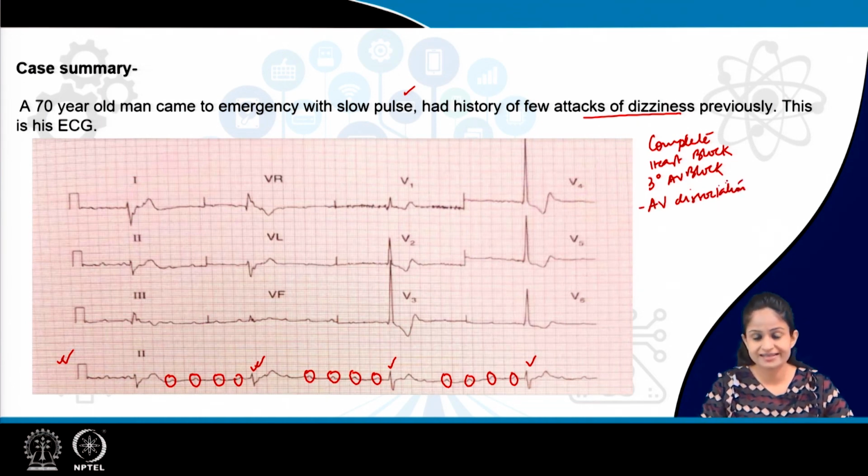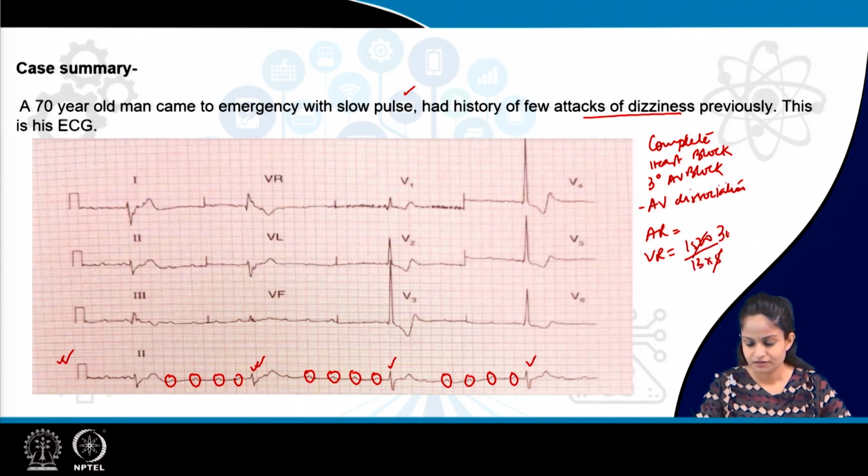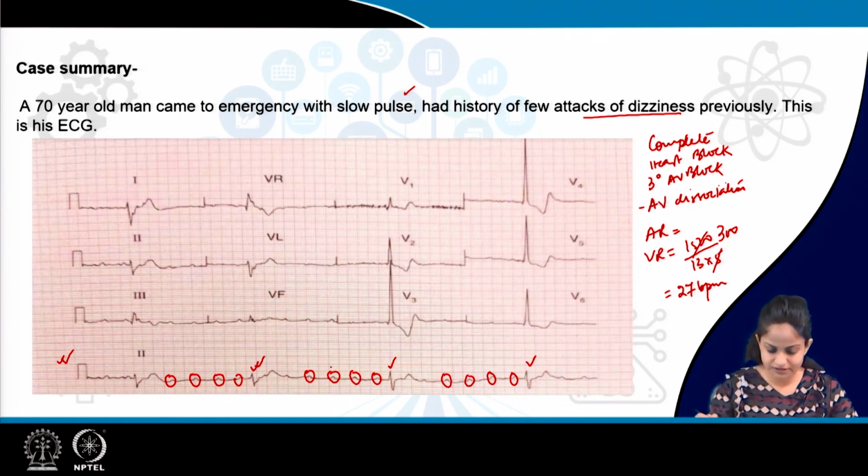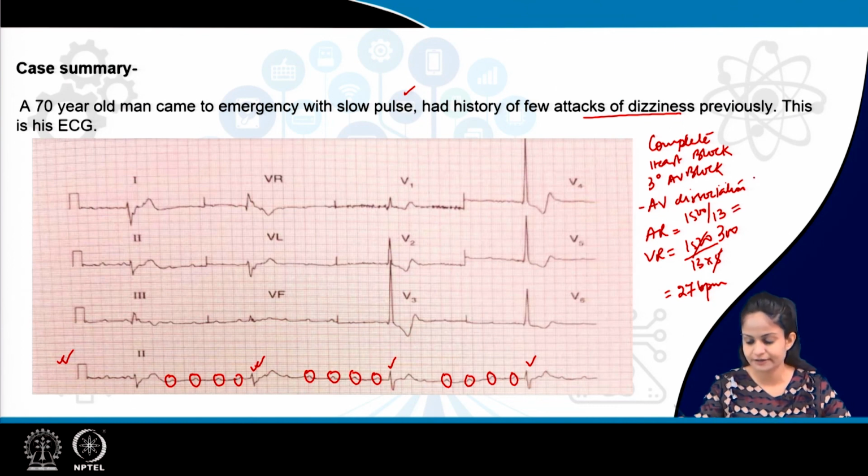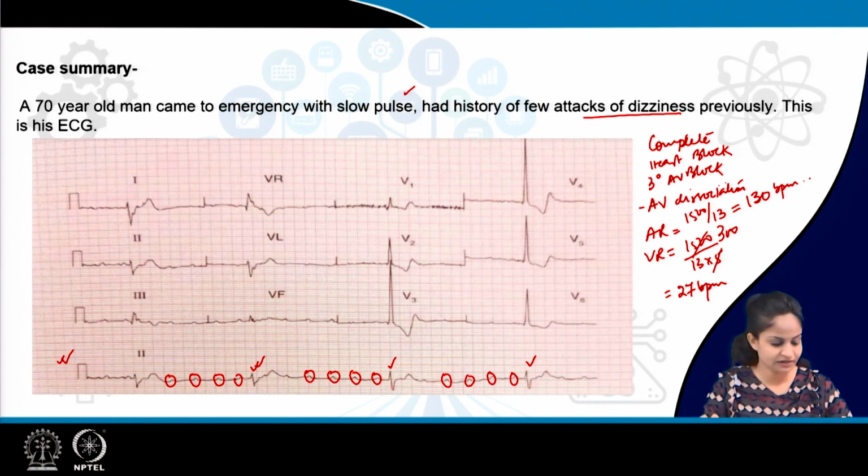The atrial rate is different and the ventricular rate is different. If we calculate the ventricular rate, counting 1, 2, 3 up to 13 large boxes, 1500 divided by that, the ventricular rate will be around 26 or 27 beats per minute. The atrial rate will be 1500 divided by 13 small boxes I can see, so around 130 beats per minute. So, the atrial rate and the ventricular rate are different. This is the AV dissociation; this is an ECG of complete heart block.